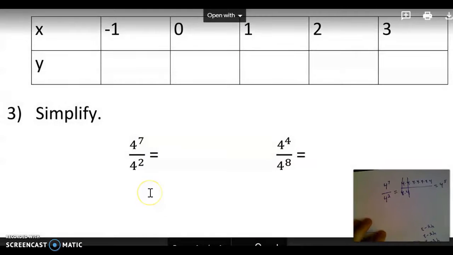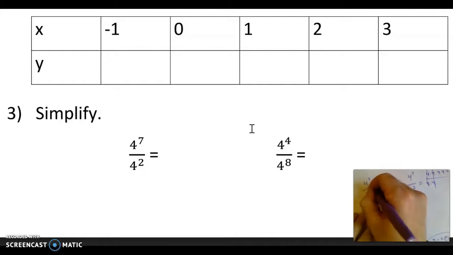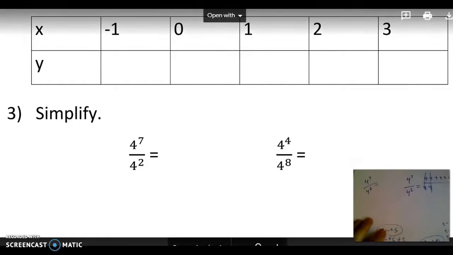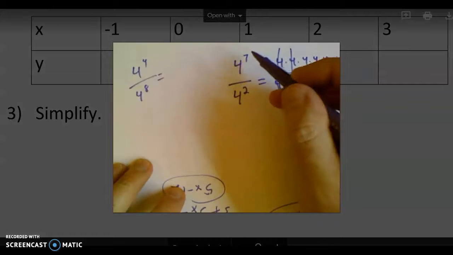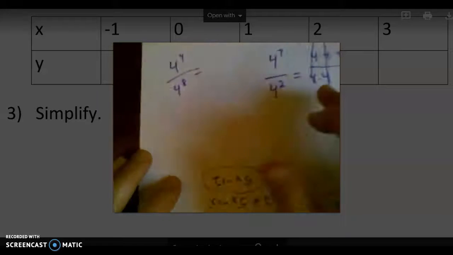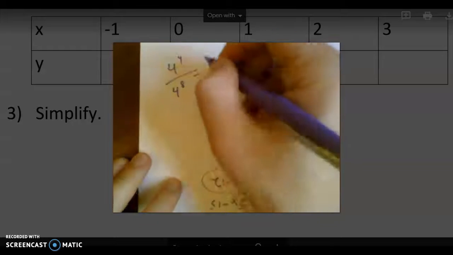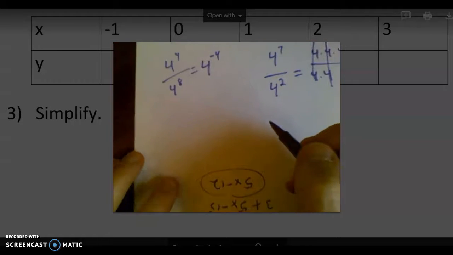The second problem has 4 to the 4th divided by 4 to the 8th. Now, the shortcut that you may have noticed in the first problem is if you just subtracted the exponents, 7 minus 2, you get 5. And you could do the same thing here. You could do 4 minus 8, but of course you have to be careful. That's going to be 4 to the negative 4th power.